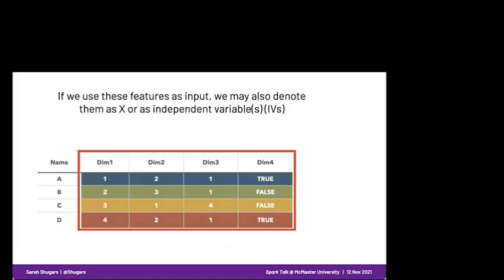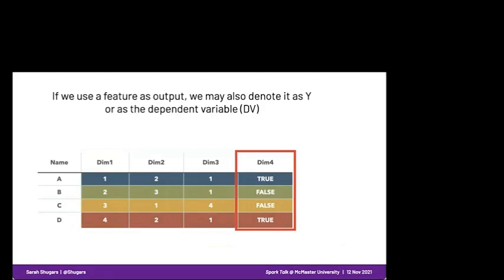So these dimensions are often called features of our data. And if we use these features as input, we may also denote them as X or as the independent variable, which is then often abbreviated to IVs. And this terminology basically all means the same thing. So X, input, independent variable, IV, it's all the same. If we use a feature as output, we may also denote it as Y or as the dependent variable or DV. And again, these terms all mean the same thing.